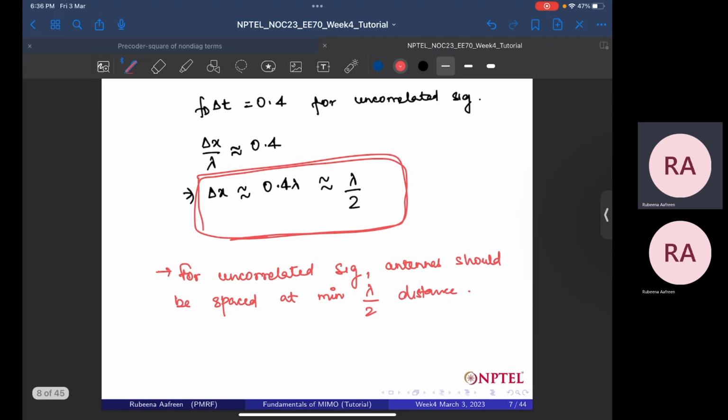So if antennas are spaced at lambda by 2 distance, every antenna should have an independent fading path. They will not be correlated. So this is one important concept that I want to discuss. Also, one important note, that results will change if p theta is different.